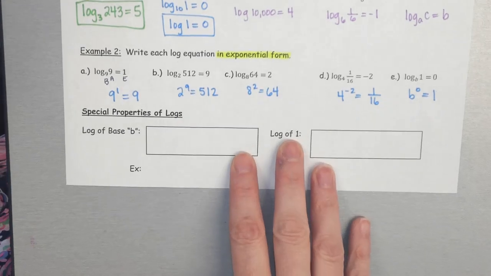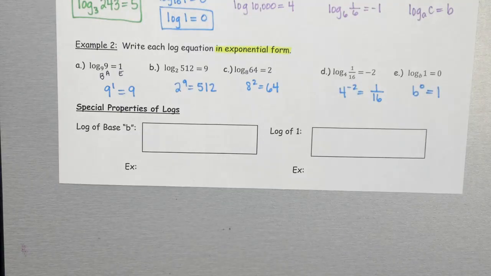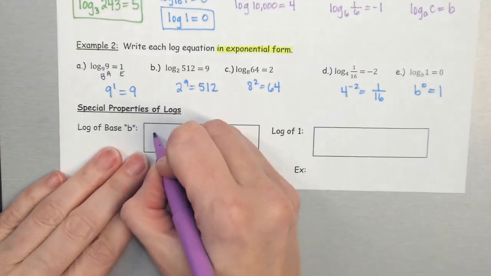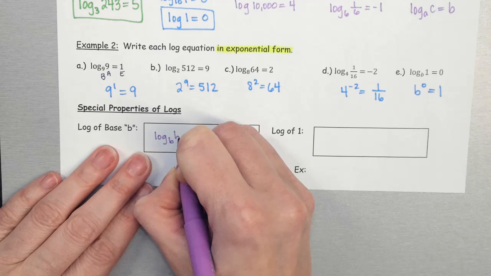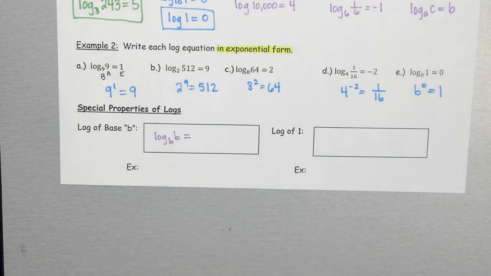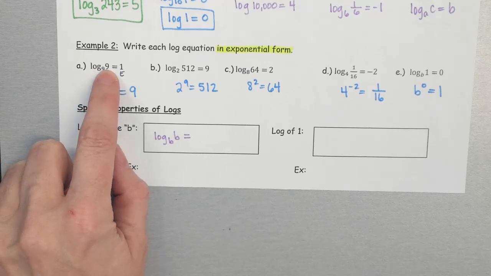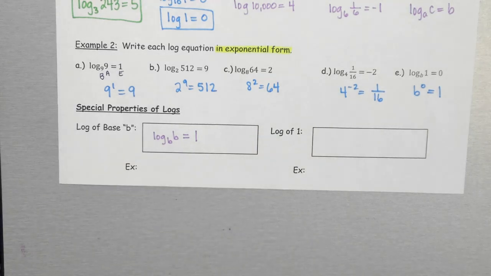There are certain patterns that emerge whenever you have logs. So we're going to talk about those special properties. The first one is when you have a log of base b and you're taking the log of b. Okay, so we're just using b as any value. So if you have the log base b of b, that's going to equal, we can look up here, if you have log base 9 of 9, what is that equal to? 1. So this is always going to happen.